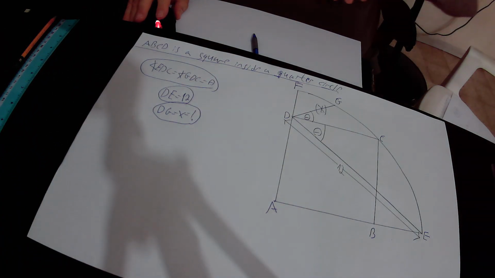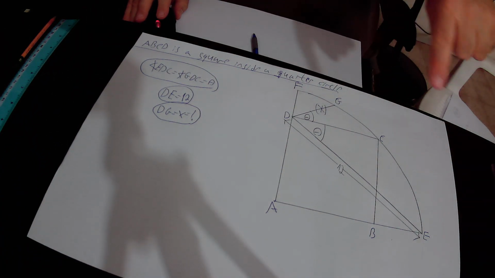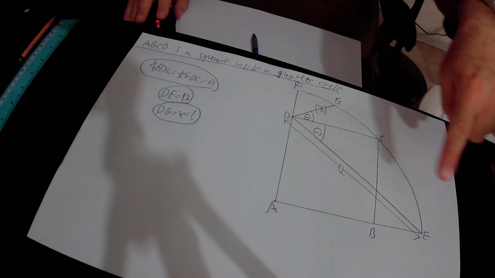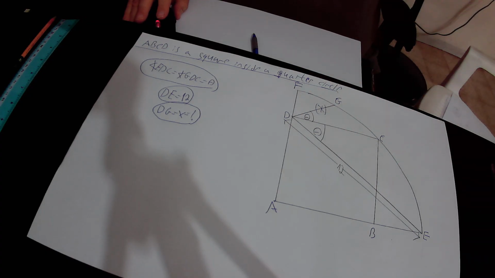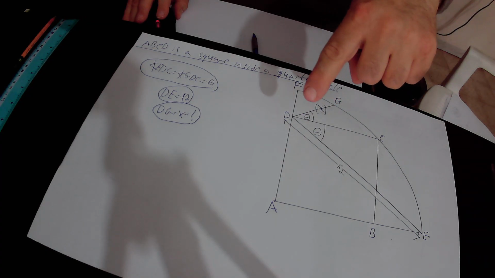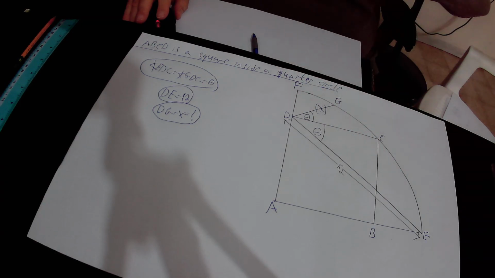Hello, in this lecture we'll find out the value of x. In the drawing we have a quarter circle. AFE is a quarter circle. Inside this quarter circle we have square ABCD.